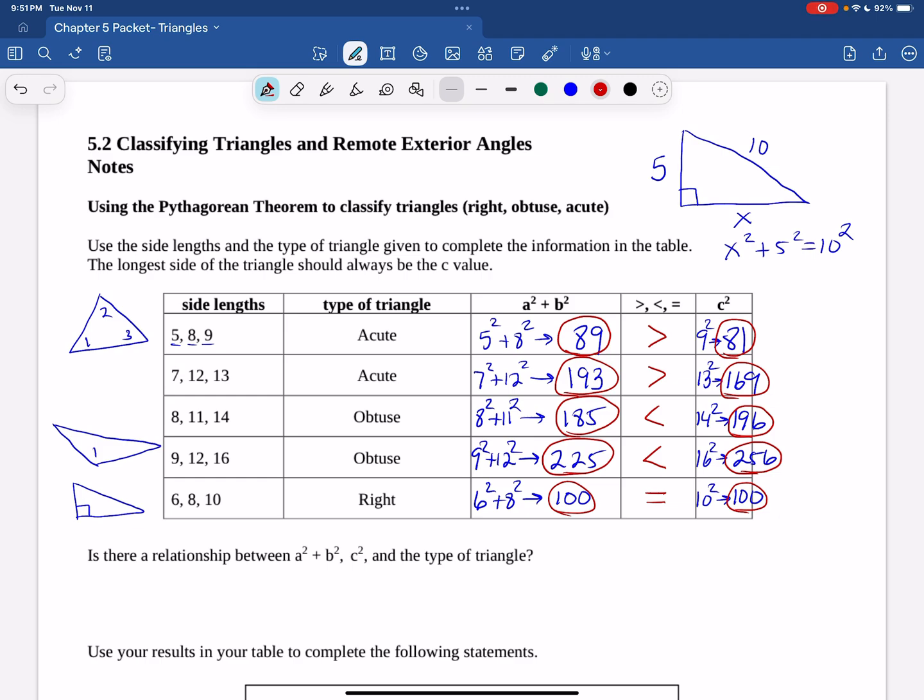Okay, well, hopefully after that slight pause, you have found a pattern. And for the acute triangle, I hope that you saw that a squared plus b squared was greater than c squared both times. For the obtuse triangle, I hope that you found that a squared plus b squared was less than c squared both times. And then the right triangle, we've already known this for quite a while, that a squared plus b squared is equal to c squared.